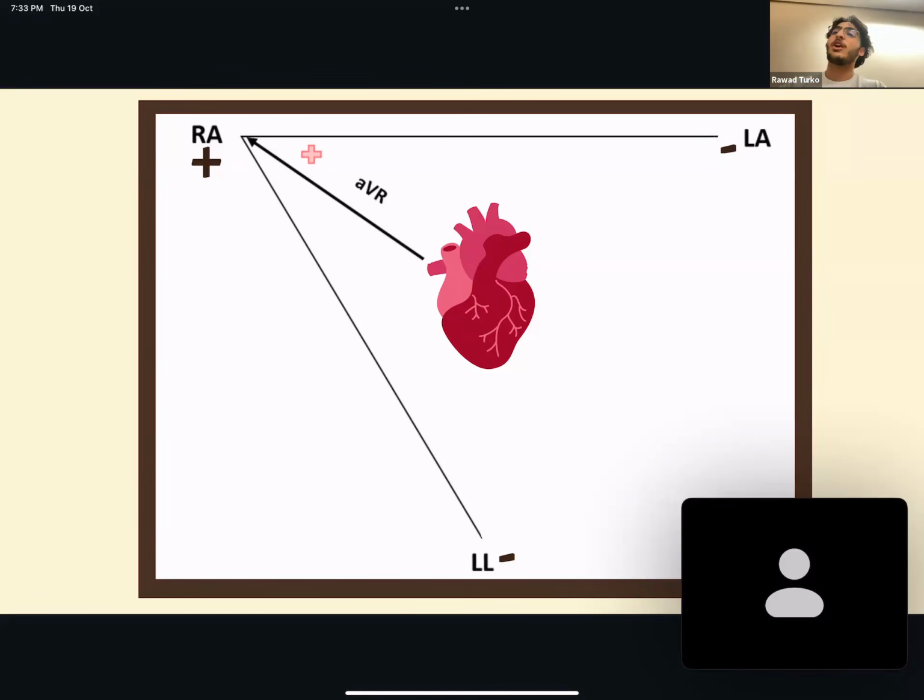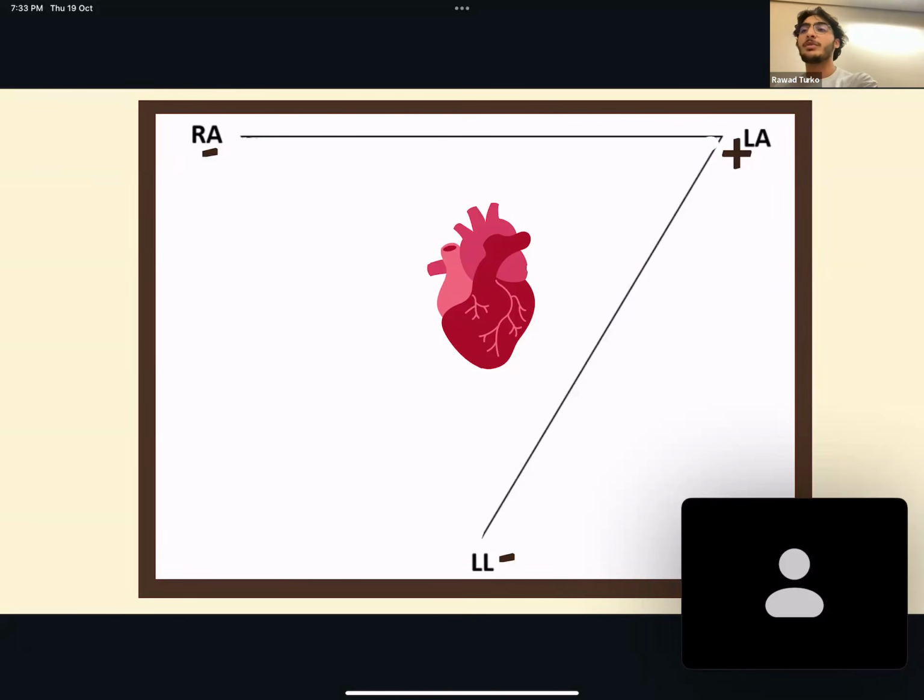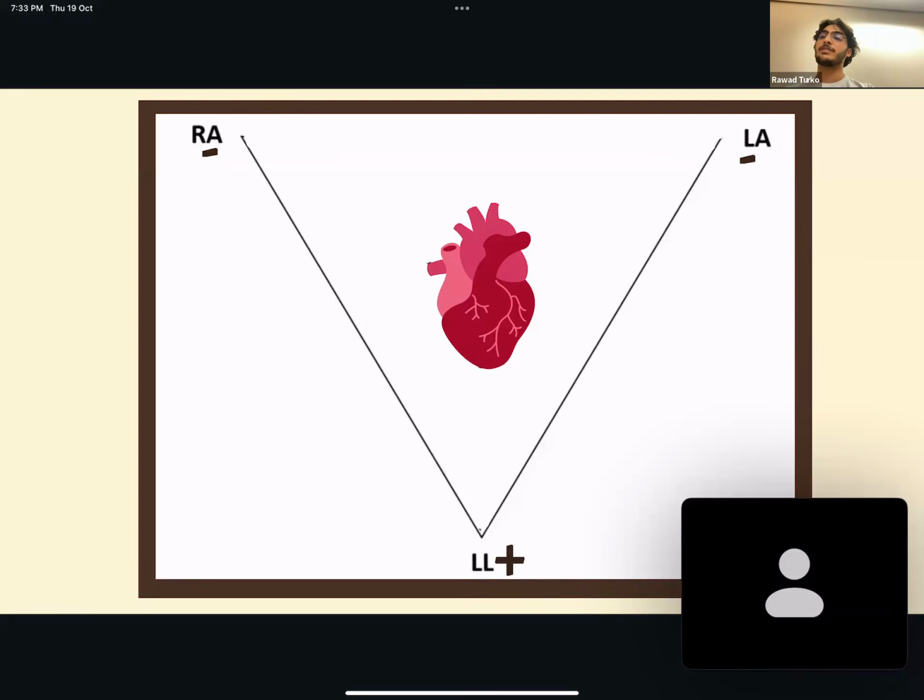Okay, so again, AVR, we're looking from the right arm down at the heart, in the direction of the resultant negative electrode in between the left arm and the left leg. And same thing with AVL. This time it's from the left arm, and we're looking at the heart in the direction of the negative of the net vector, or the resultant direction between the left leg and the right arm, which are both negative. And then finally, the easiest one to figure out is AVF.